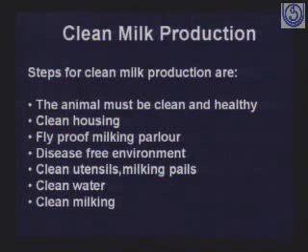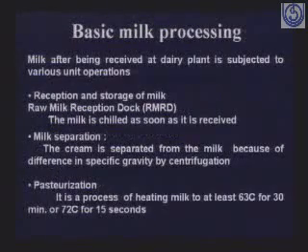The clean milk production. How do we assure that the milk production will be clean? The animal must be made clean and must be kept healthy. Every day we should wash the animals before we milk them. The housing where the animals are kept should be very clean. It should be fly-proof, and the parlor should be fly-proof, and a disease-free environment should be there. Clean utensils and milking pail should be used. Clean water should be used and clean milking should be done.